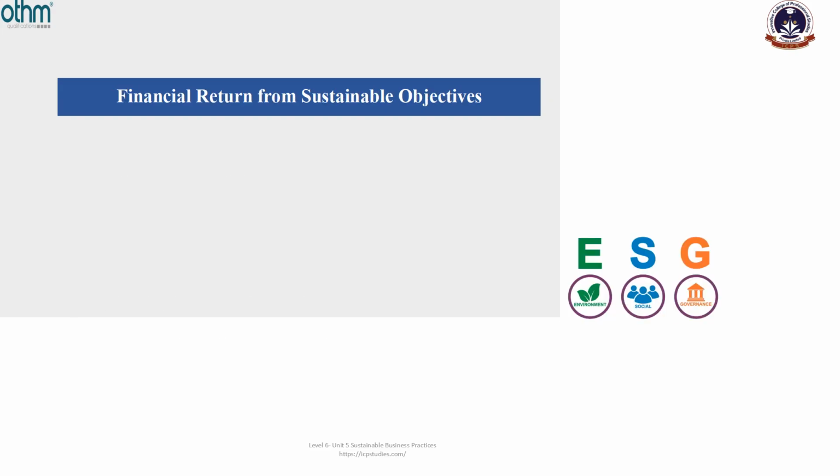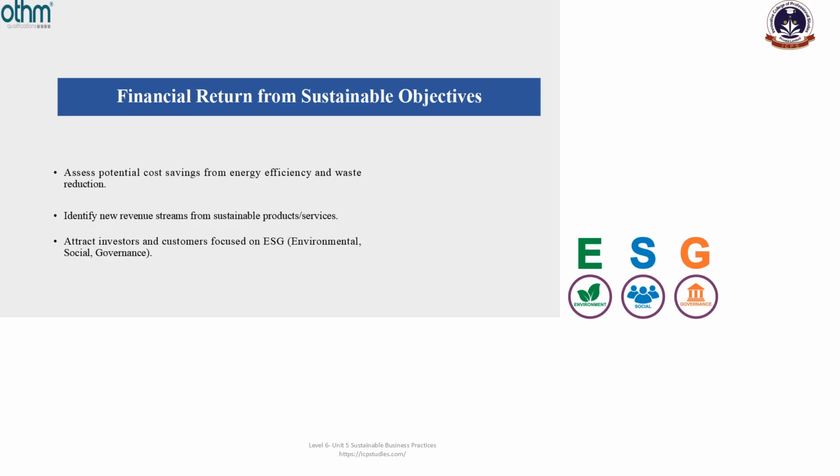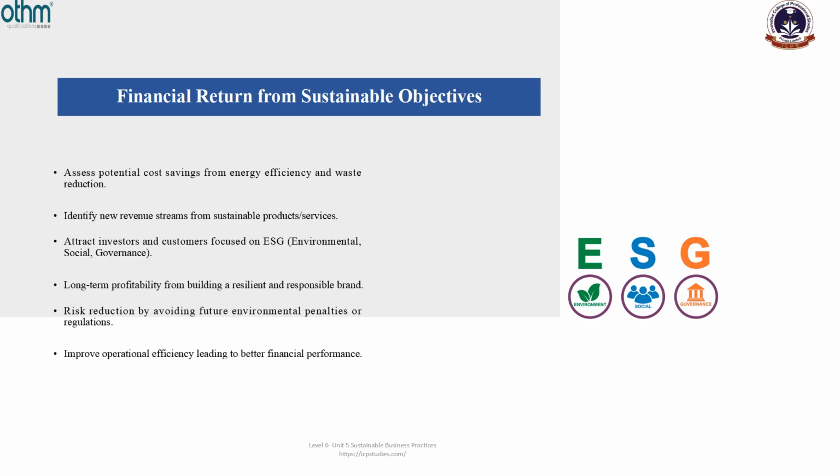Now we have the financial return for sustainable objectives, that is ESG. Also, you can see in the picture. We have to assess the cost savings from energy efficiency and waste reduction. We must identify new revenue streams from sustainable products or services. We must attract green investors and customers focused on ESG, that is environmental, social, and governance. We must have long-term profitability from building a resilient and responsible brand. We must reduce risk by avoiding future environmental penalties or regulations. And at last, we must improve operational efficiency, which leads to better financial performance.